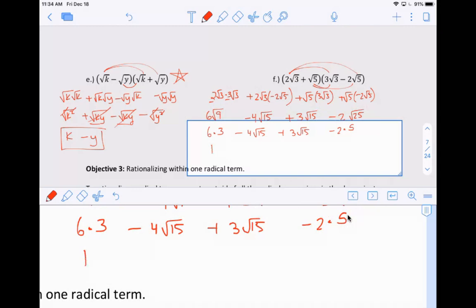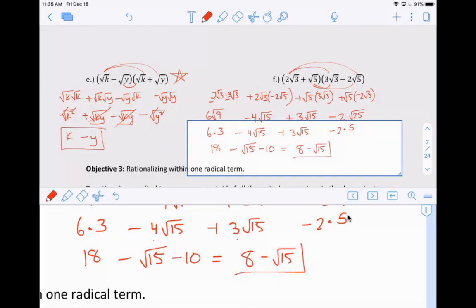See, now we've got an 18 here. Minus 4 plus 3, root 15s leave me with negative 1 root 15. Minus 10 from the 2 times 5. So final answer, negative 8 minus root 15.